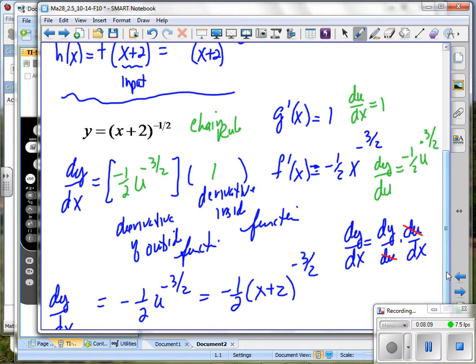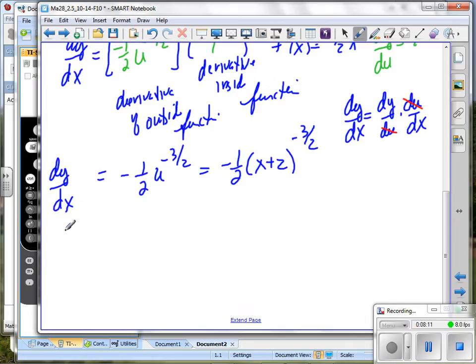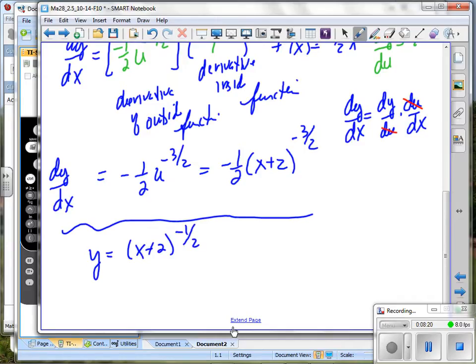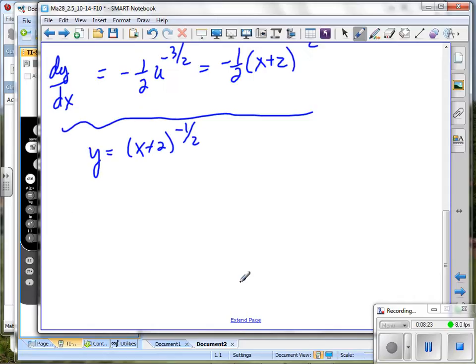But here's what it's going to look like in our work. So I'll put another line down here. Let's see, this is y equals x plus 2 to the negative 1/2 power. We're going to have to decide which one is easier to work with. Sometimes it's going to be easier to use that dy, du, dx, you know, the chain rule. Other times it's going to be easier to use this method. I want the derivative of y with respect to x.